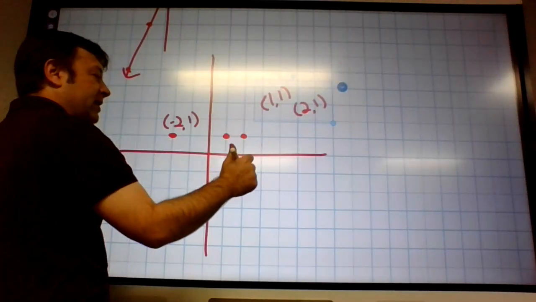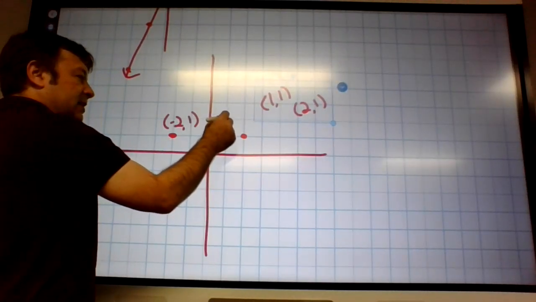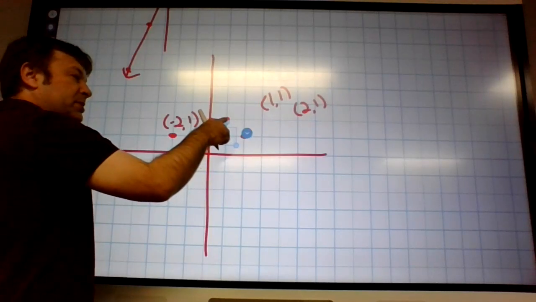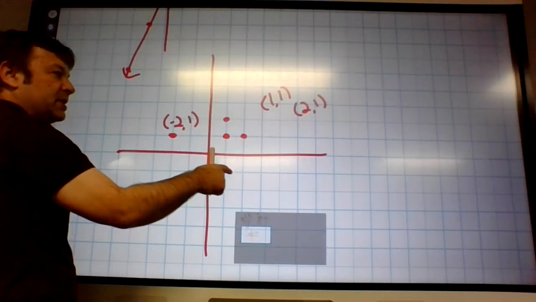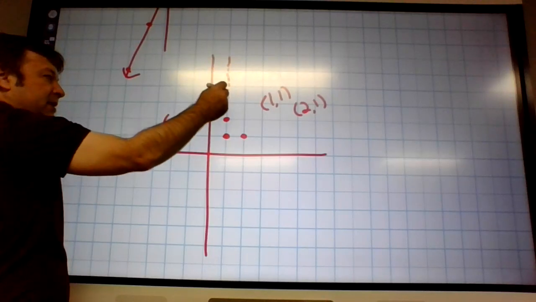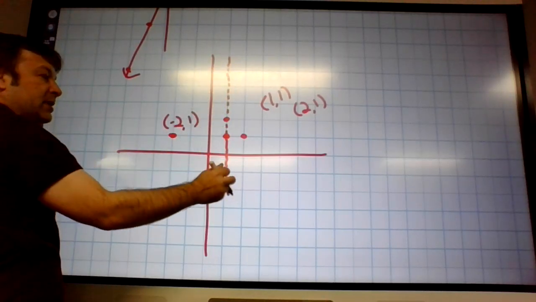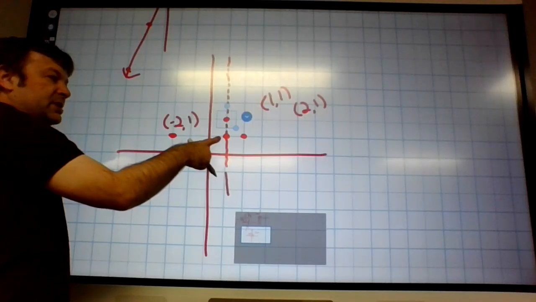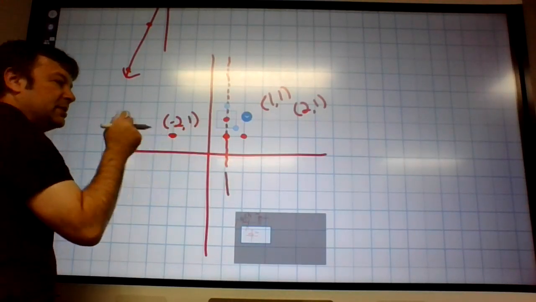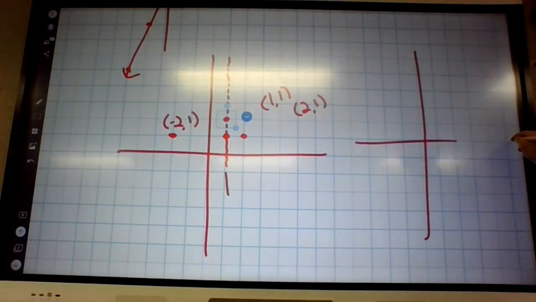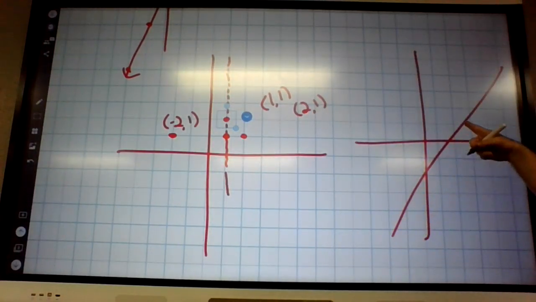What would make it not a function? Right, if it has the same x value. So if you had 1, 1 and 1, 2, it's not a function. So basically, we call this the vertical line test. If you can draw a vertical line anywhere and it hits the graph twice, it fails. So this is not a function. Okay, vertical line test.